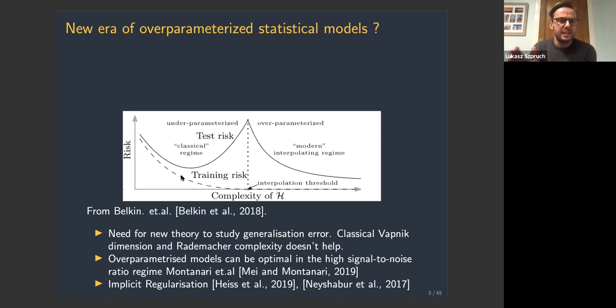But of course, in the classical regime of underparameterized models, if you take a model that has many parameters and you begin to interpolate through your data points, then you don't expect that model to generalize well on new data. On the other hand, if you took a model that has too few parameters, then of course your training error is larger and you also don't expect to generalize well. And therefore statistical learning theory would tell you that there's some sweet spot between working with models that have too many parameters, that are too expressive, and models that are not expressive enough.